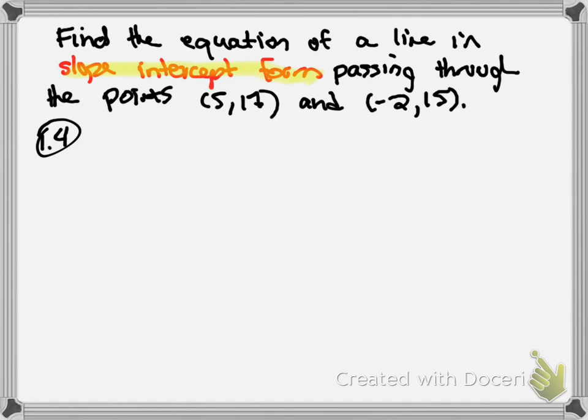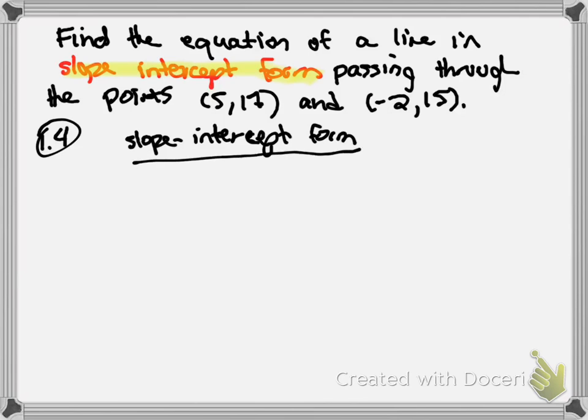So you need to remember the equation for slope-intercept form, okay? And that equation is y equals mx plus b. So again, you really need to memorize this. It will not be given to you on the test. So if somebody asks you for something in slope-intercept form, you need to know what that means and how to do that.